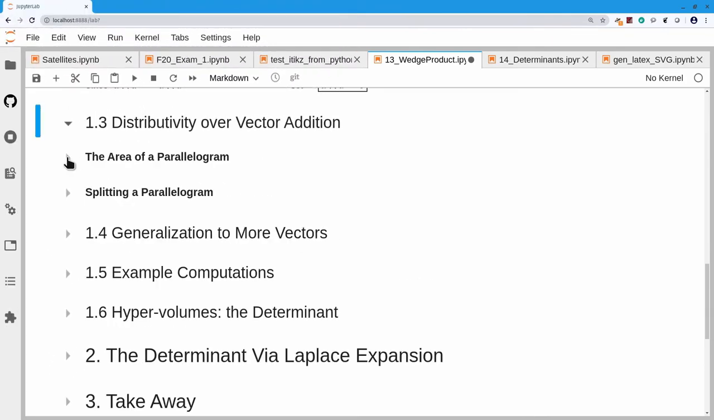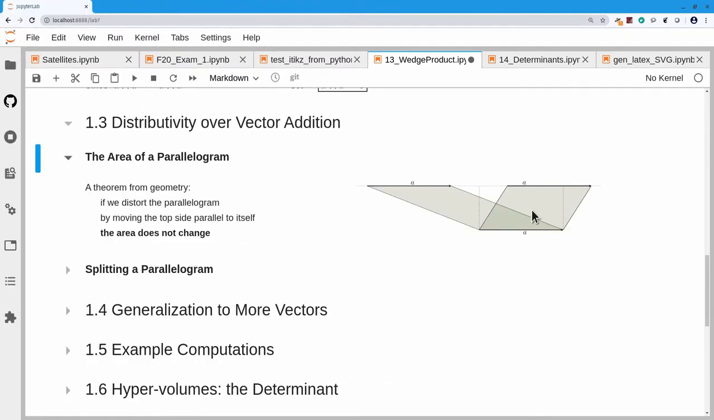Next, let's look at the area of a parallelogram again. I've drawn two parallelograms here. The first one here, and then a second one where I took the A vector and I displaced it parallel to itself. The areas of those two parallelograms, from geometry, we know that they're equal. If I take the vector A and I slide it along parallel to itself, I'm distorting the parallelogram, but I'm not changing the area of those parallelograms.